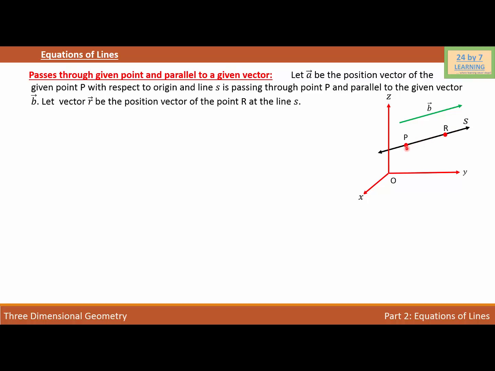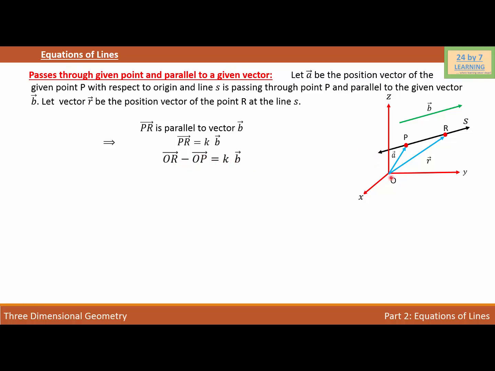Let's suppose that the position vector of this point P is vector A and the position vector of point R is vector R. As you know, vector PR is parallel to vector B because that's what we started with. Then vector PR can be some multiple of vector B. So we can write vector PR is equal to k times vector B, where k is a constant. Vector PR is basically the position vector of R minus the position vector of P, that is equal to k vector B.